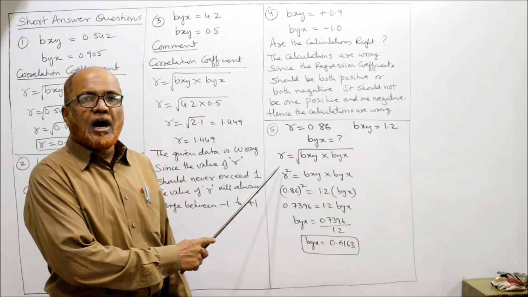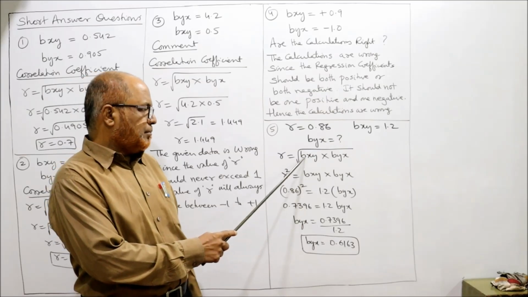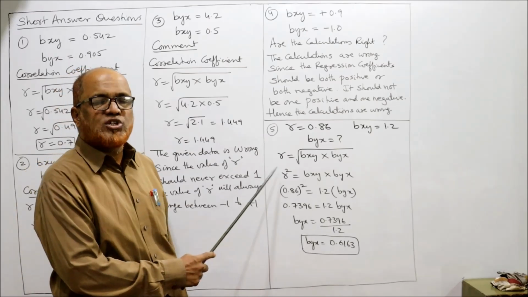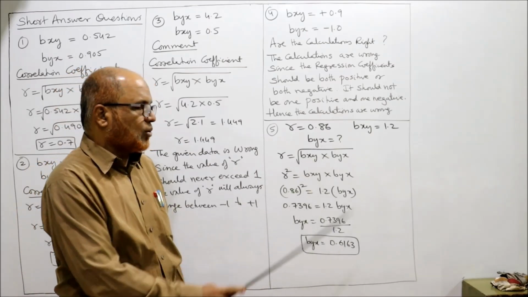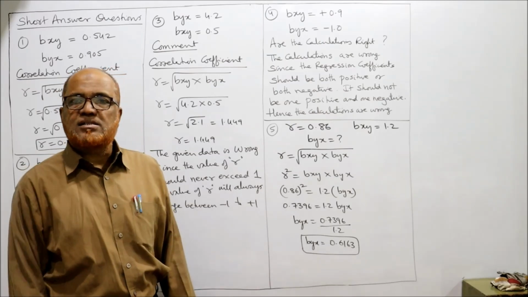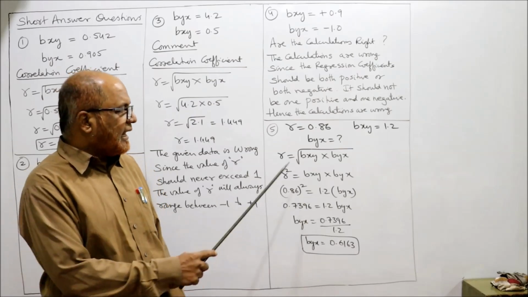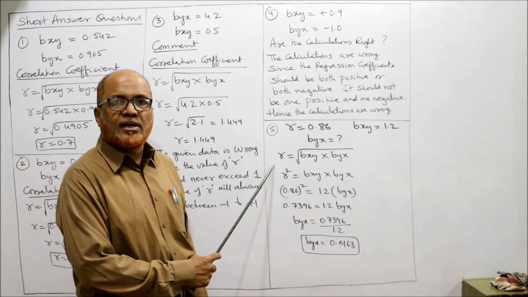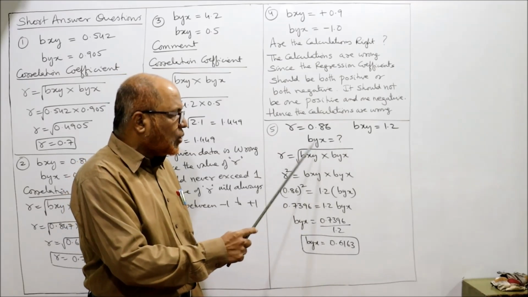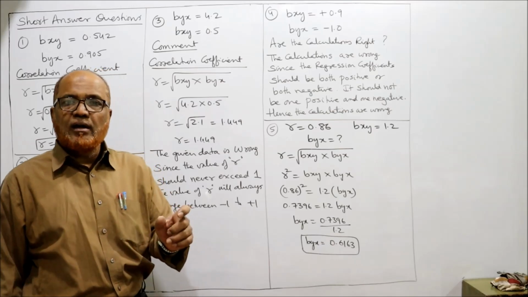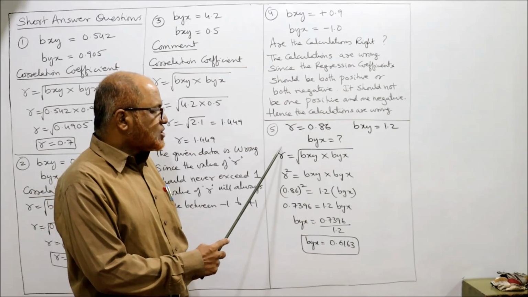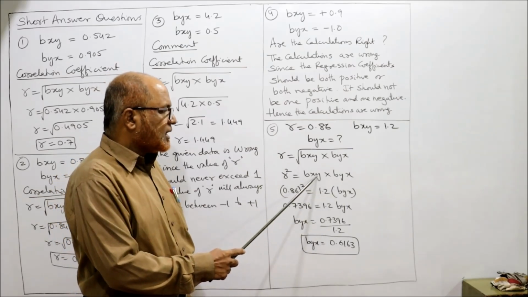Now we apply the formula: r is equal to root of bxy into byx. We know the formula. Correlation coefficient is equal to the square root of bxy into byx. Now, if we square both LHS and RHS, the root will go. By squaring the LHS, r becomes r square, and squaring the root of bxy byx, the root goes away. So here what will happen? r square is equal to bxy into byx.